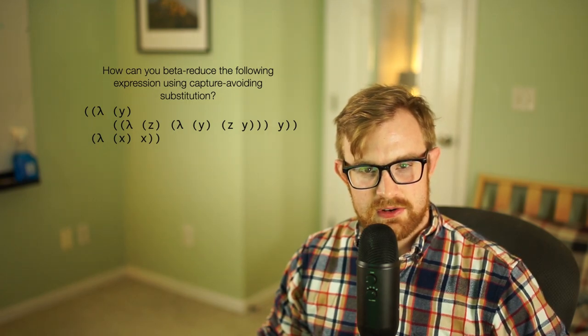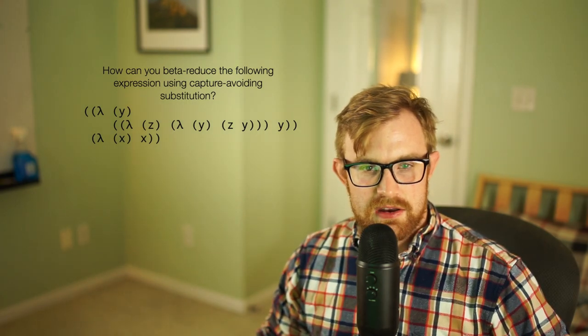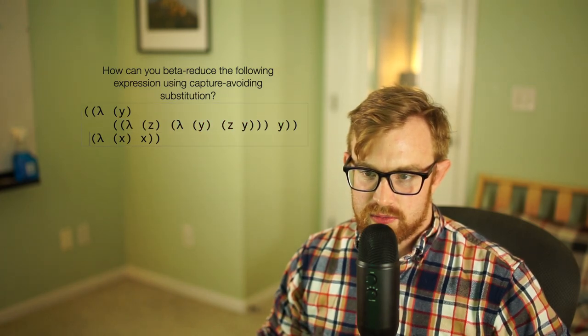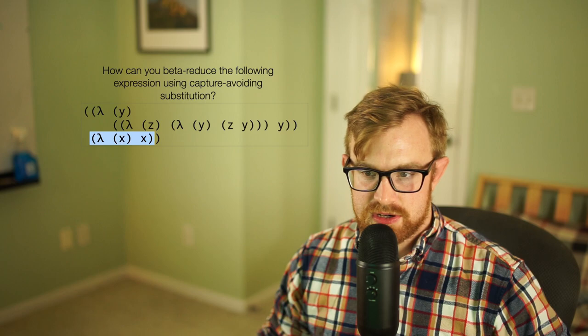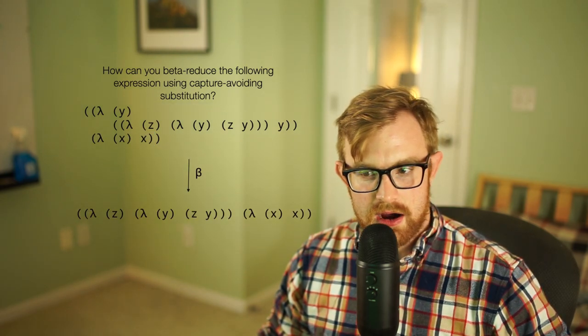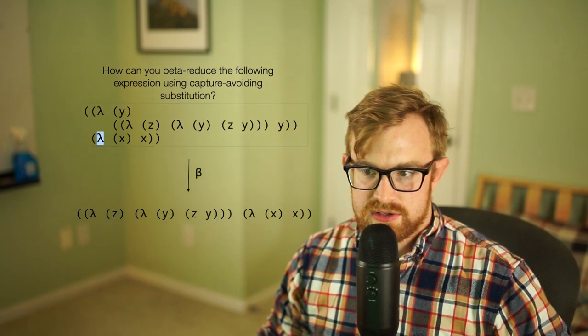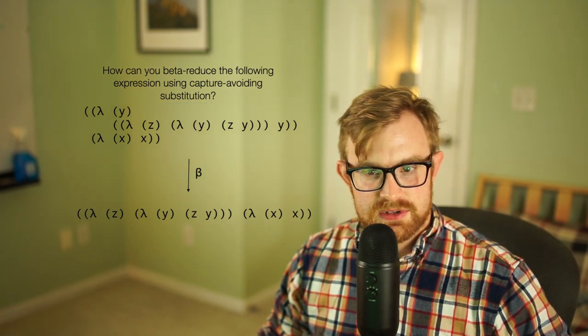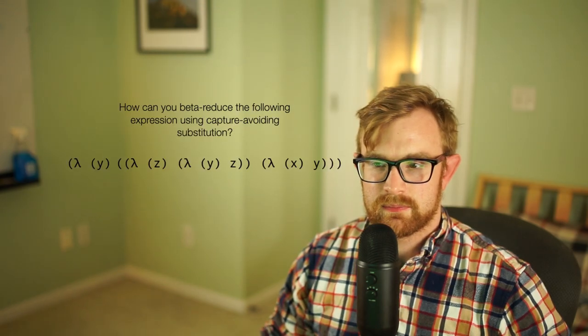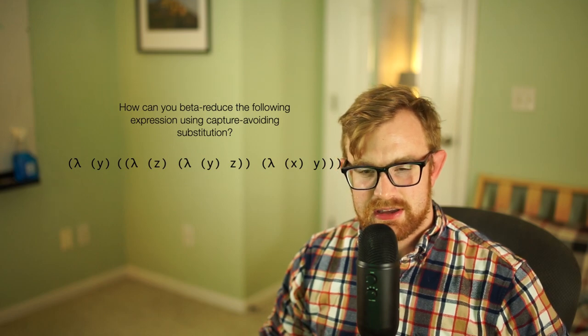How could you use beta reduction using capture-avoiding substitution to beta reduce the following term right here? We've got this lambda y, and this big lambda z, and then lambda y, and we want to see if we can replace within this expression. It turns out that in this case it's not too hard because there are no overlapping variables here, so we can just perform beta reduction as usual. All right, let's take another example.